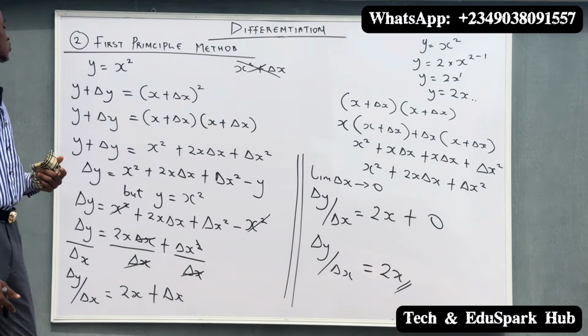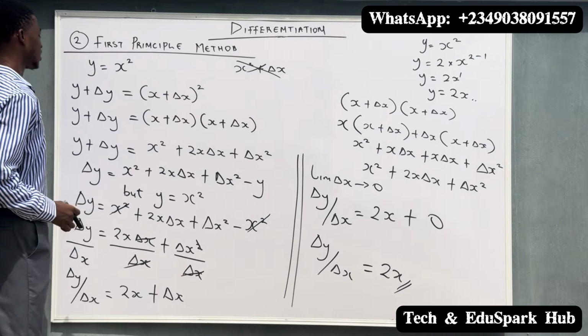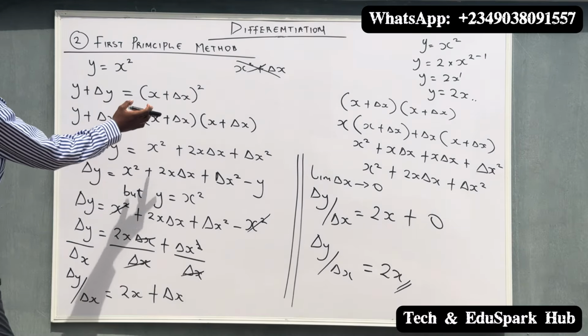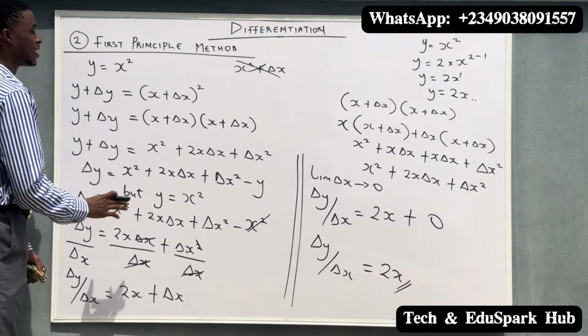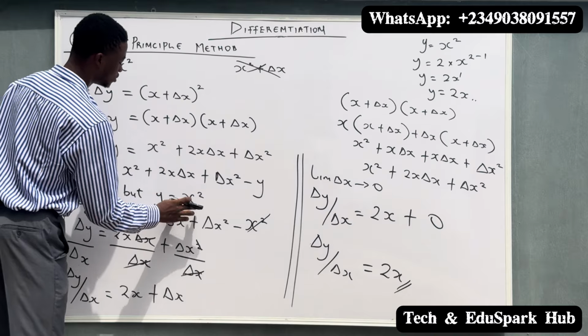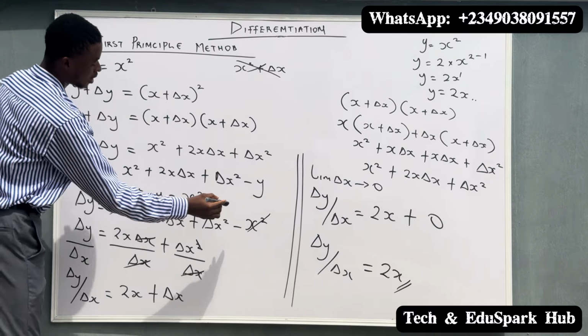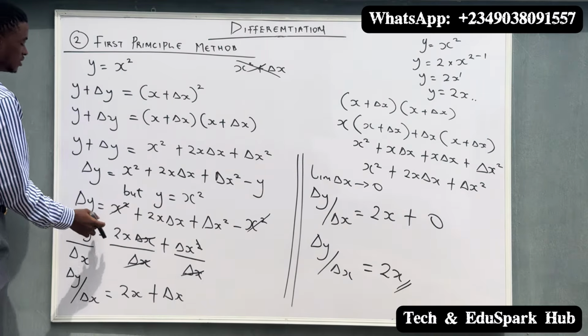The first step is to add change in y to y and also add change in x to x. And after that, if you are having a bracket with square, you will expand the bracket. And once you expand, the second step is to carry y to the opposite side and it will give you negative. So the goal is to have just change in y on the left hand side. And when you do that, you are going to substitute y for what you have in the question. And you are going to cancel out everything here.